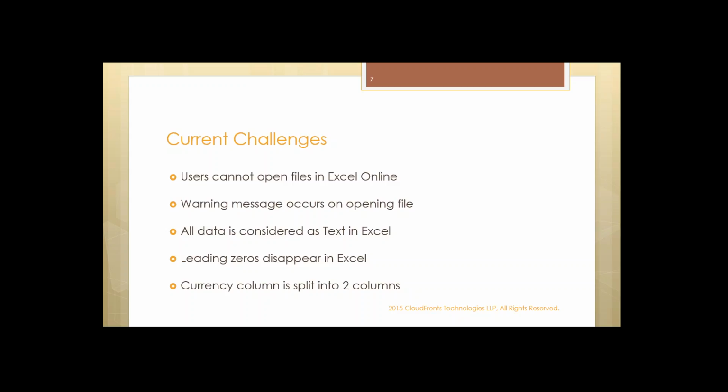For example, you have a numeric column in your CRM that will be treated as text in Excel. Also, if you have order number, let's say 00532, it will be shown as 532 only in your downloaded Excel. Also, now currency column is showing into two columns.